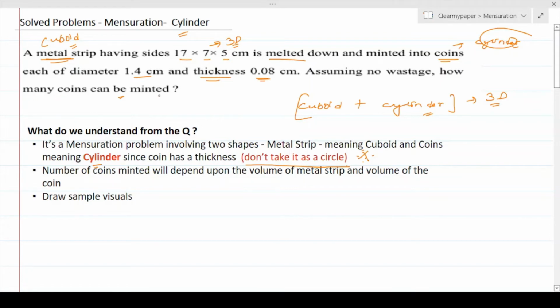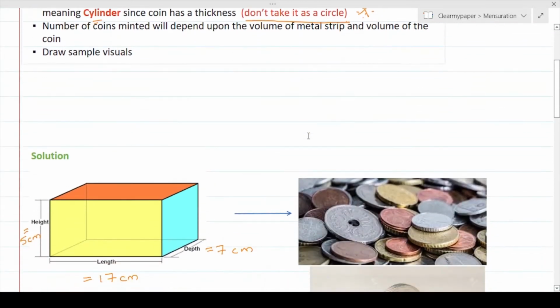So how many coins can be minted is nothing but what we need to calculate. It doesn't mean that it's equal to volume, but it's a volume based question, okay? It's a volume based question based on the volumes of these two shapes, okay? And like I said, the best thing is always to draw the visuals of all the shapes in the question, okay? And let's do that before we jump into the solution.